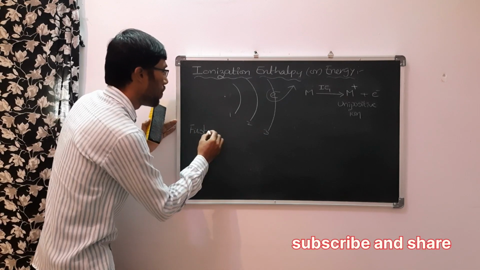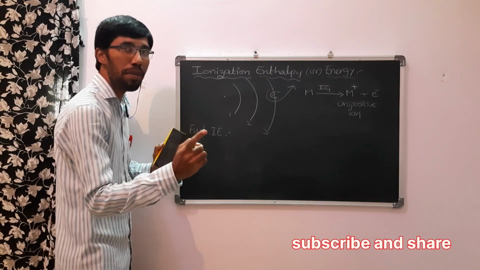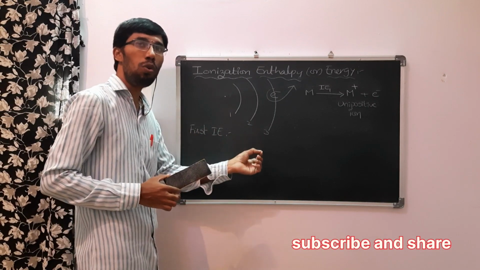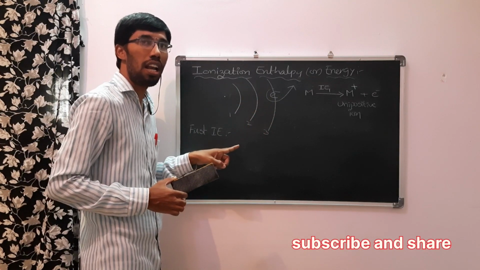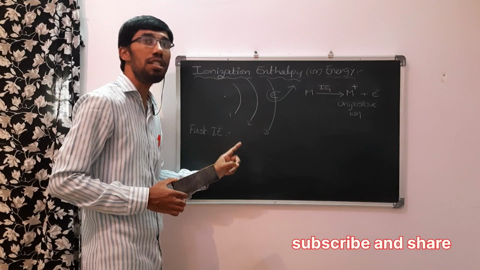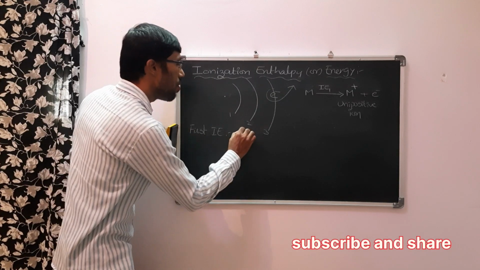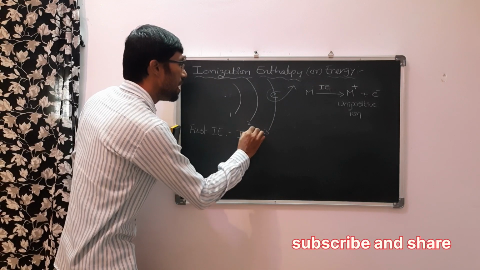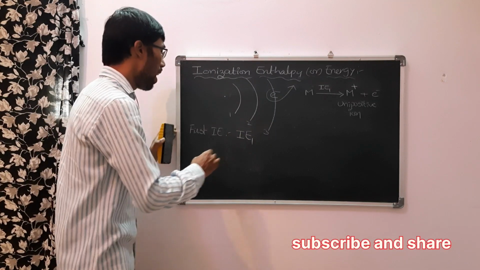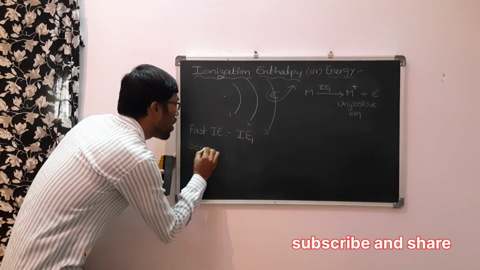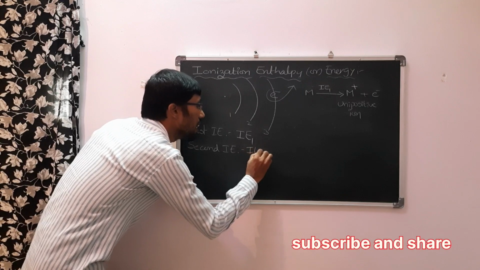So both are the same. What is first ionization energy? The minimum energy required for the removal of an electron from the outermost valence shell or orbit of an isolated gaseous atom is known as first ionization energy. It is represented as IE1. Next, the second ionization energy, which is represented as IE2.